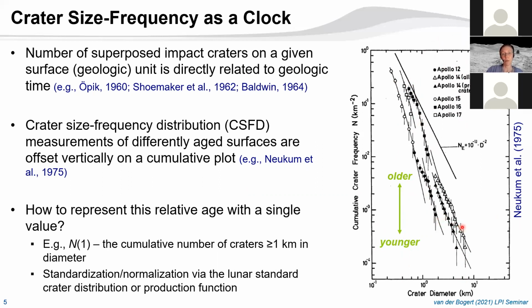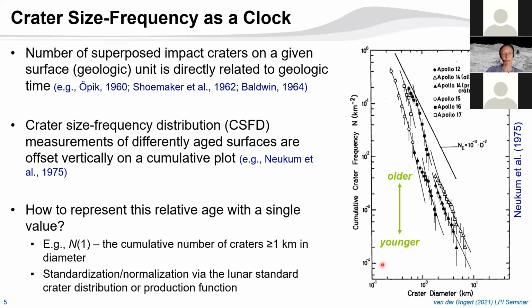So for example, the Apollo 14 unit here is older than the craters that were measured at the Apollo 12 landing site. Okay, so this is really cool because we can get relative ages between different locations on the moon, but maybe it would be easier if we could represent it with a single number or a single value rather than having to show these plots to each other all the time.